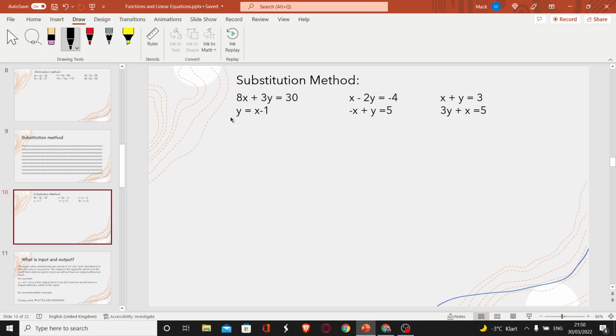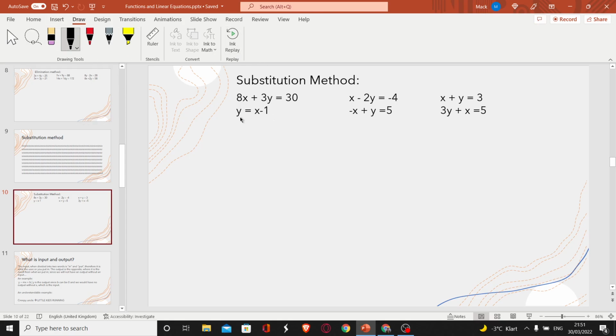So let's get straight into this example. First is 8x plus 3y equal to 30 and y equal to x minus 1. So here's the thing. Substitution method is basically when we take one variable, x or y, or any variable out of the two, and you have to take that variable on its own by one side. There can be nothing next to it, only that variable on one side, and then you plug that variable in by substituting it into the equation. I'll show you what I mean.